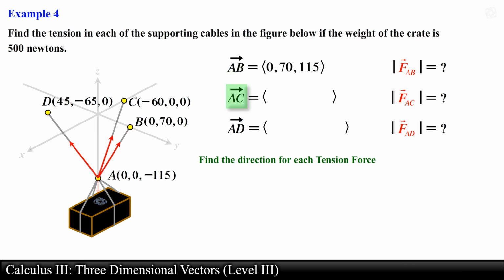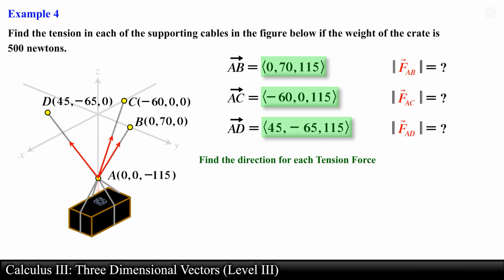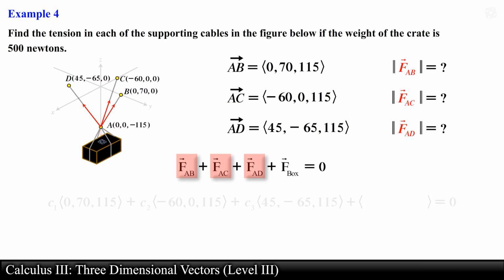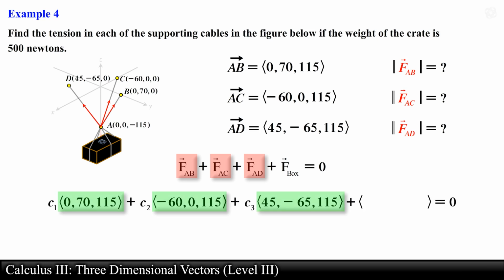The component form of the force from point A to point C can be found in a similar fashion, and the force from point A to point D will also be found in the same way. Simplifying the expression, we obtain the following for the direction of each tension force. Now, we currently have no idea what the magnitude of each tension force is equal to, but we know that if we were to take the direction of each tension force and multiply it by some scalar c sub 1, c sub 2, and c sub 3, for each of the forces, we should be able to obtain the component form for each tension force.